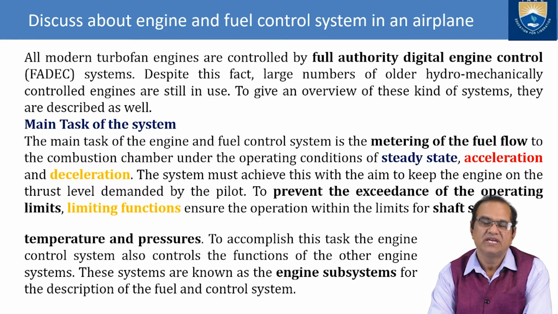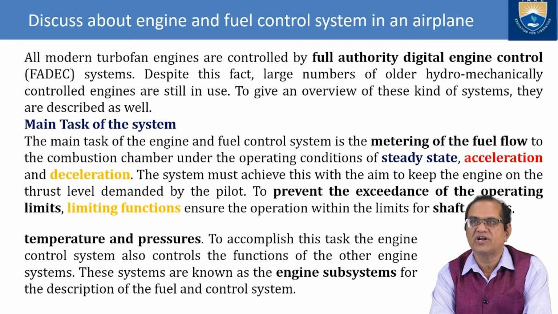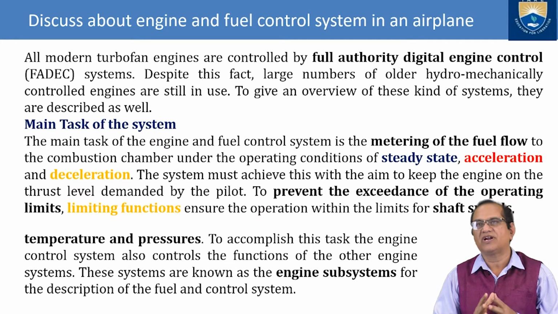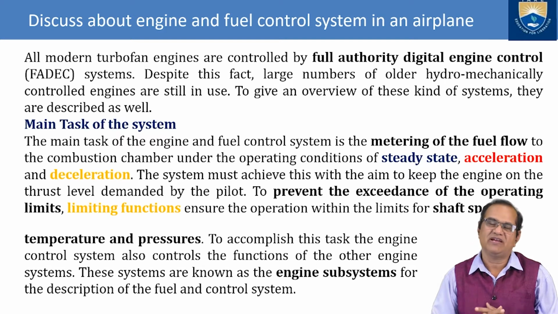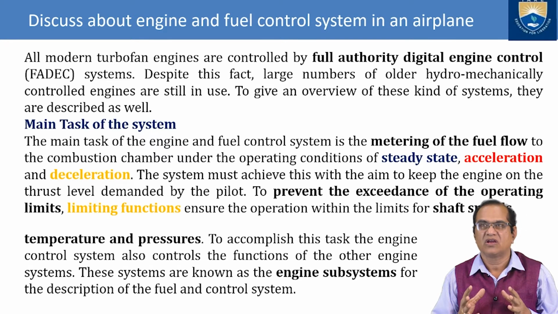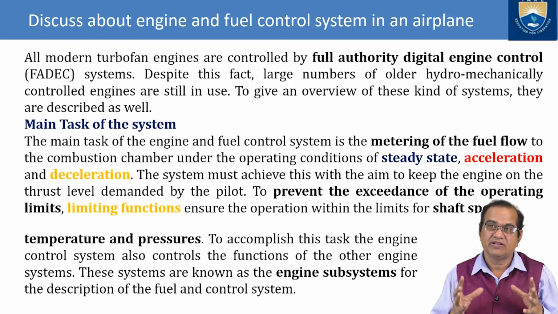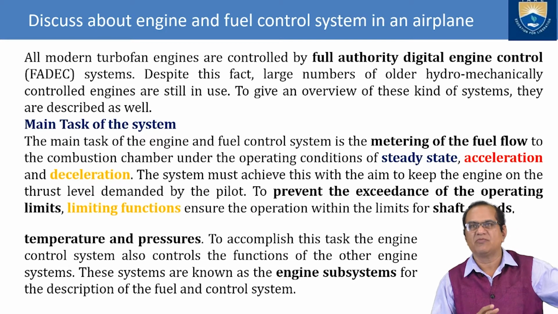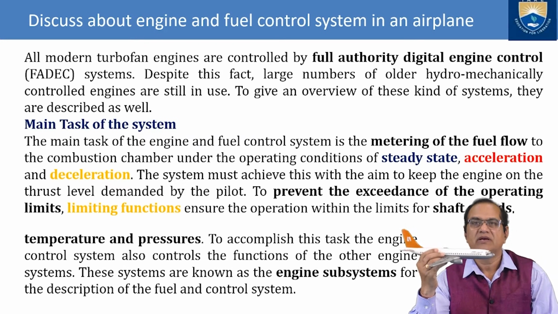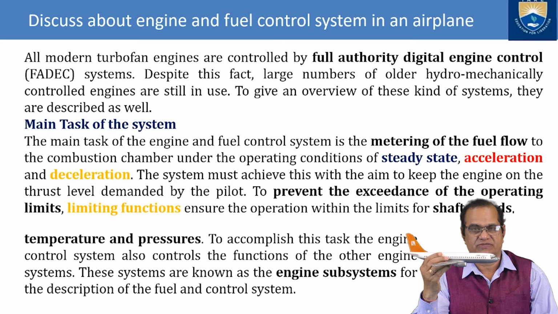Before I commence this, all topics I have covered in my module 2 and also in the DT section of module 4. Today the first question is: discuss about engine and fuel control system in an airplane. We know that the engine control also comes under the primary flight control system. There are 3 primary flight control systems. This I am going to show here. So what are the 3 primary flight control systems?